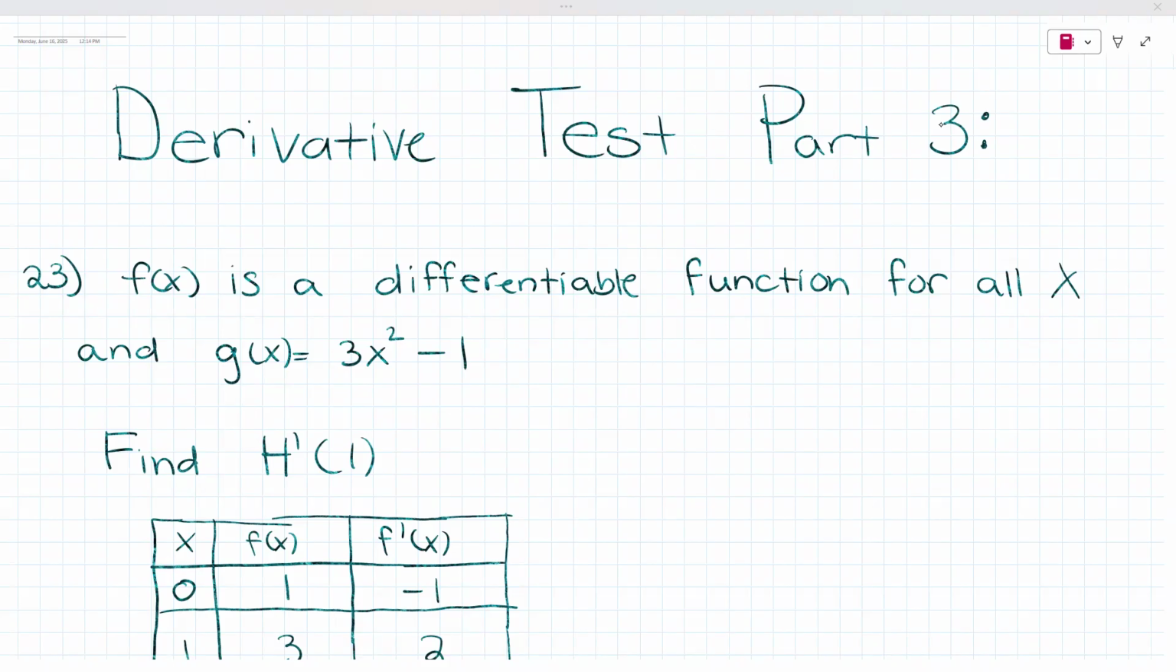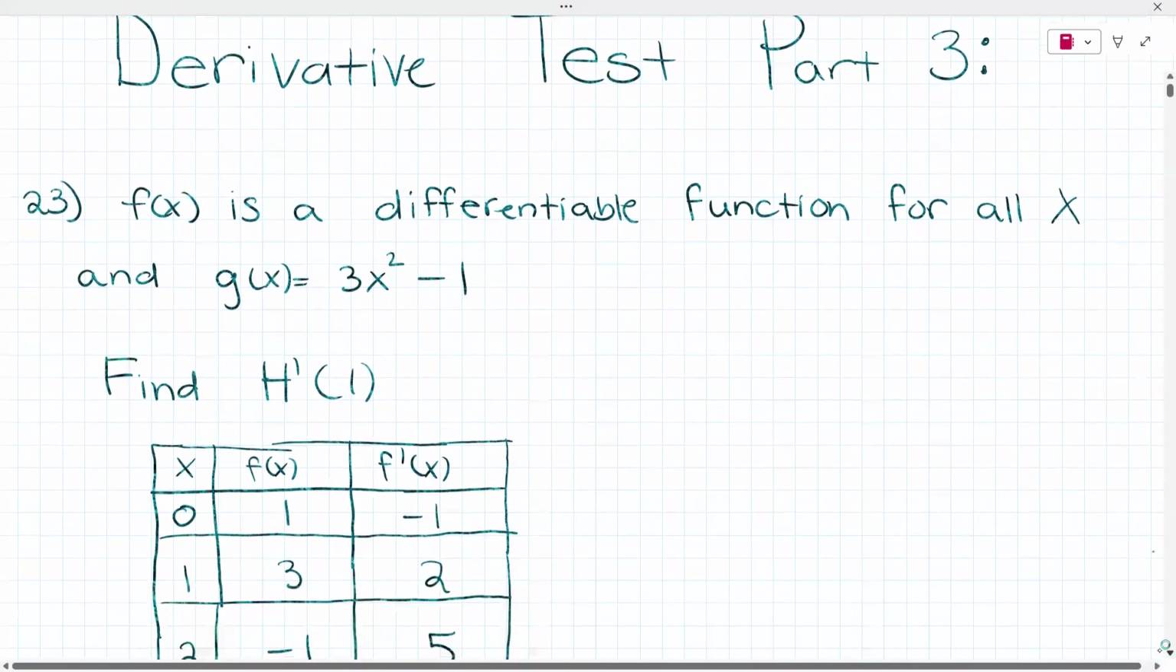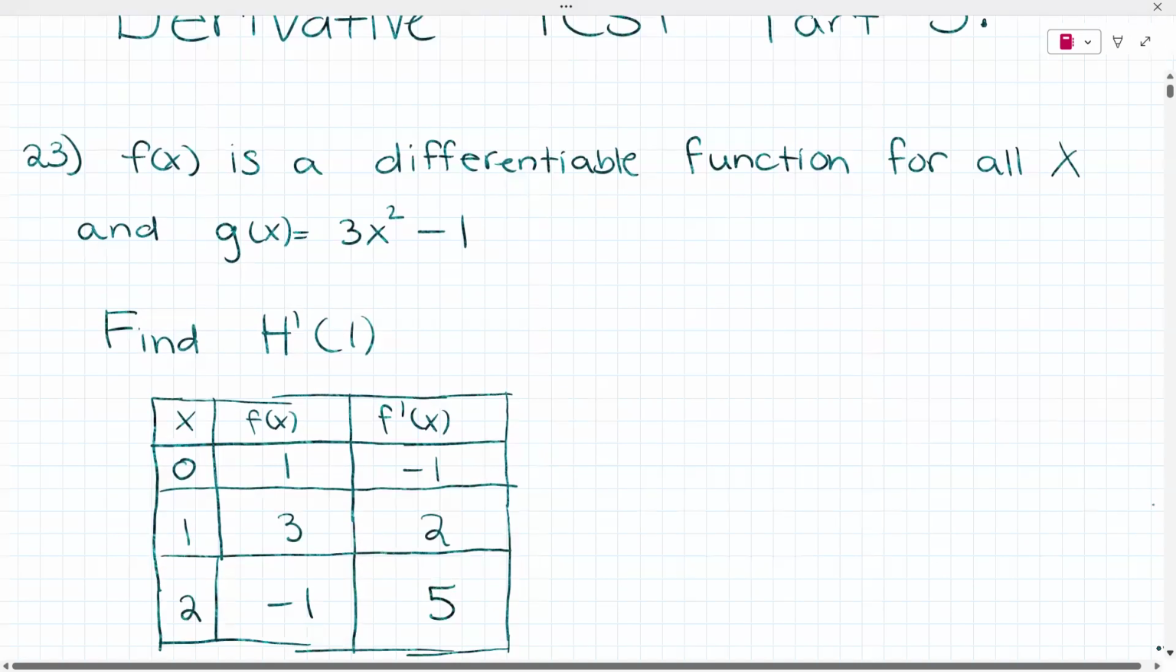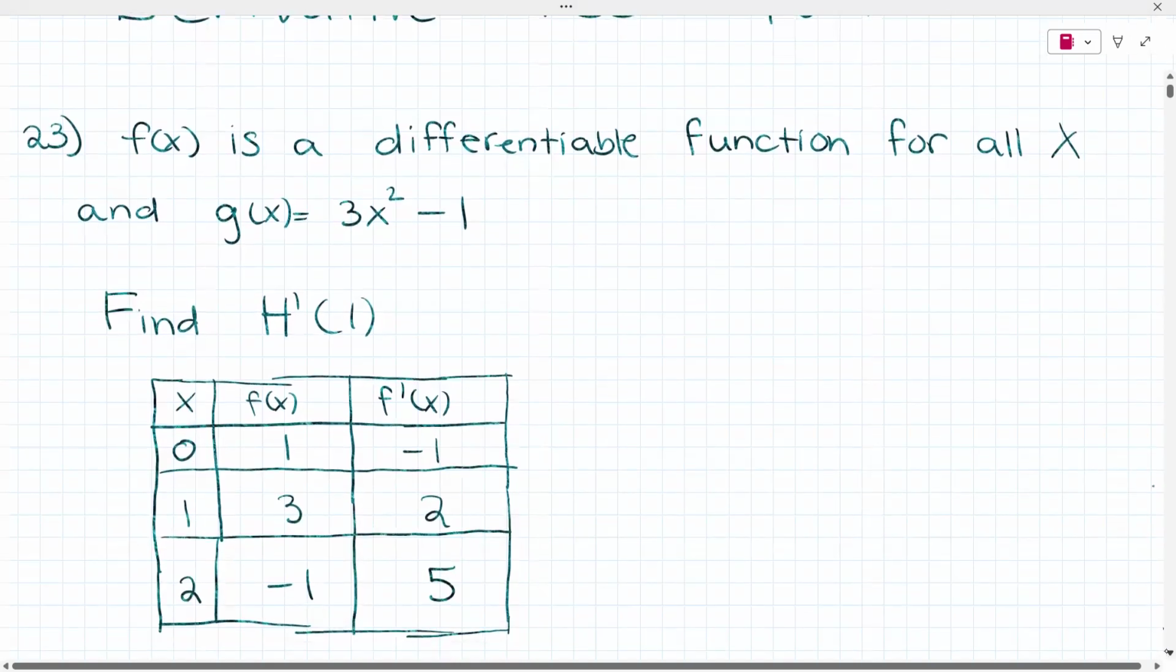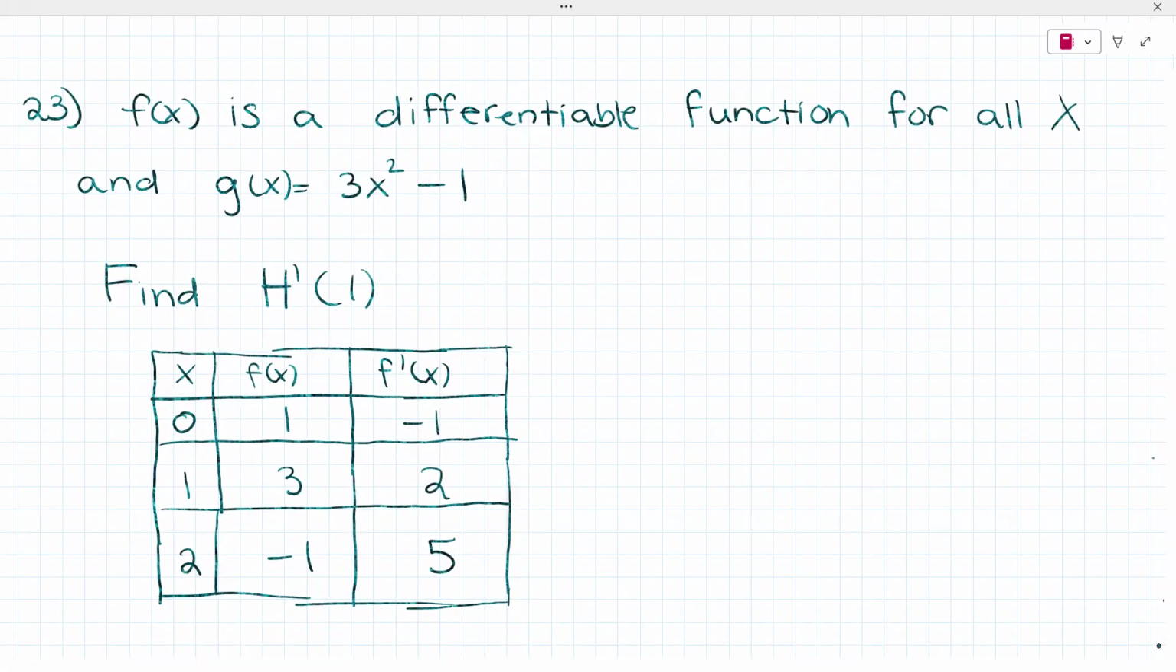So 23 says f of x is a differentiable function for all x, and g of x equals 3x squared minus 1. And they give us a table, and we've got to find h prime of 1. So how do we find h prime of 1 when they give us a table and they give us g of x? Yeah, how do we do this? Let's see. So find h prime of 1.